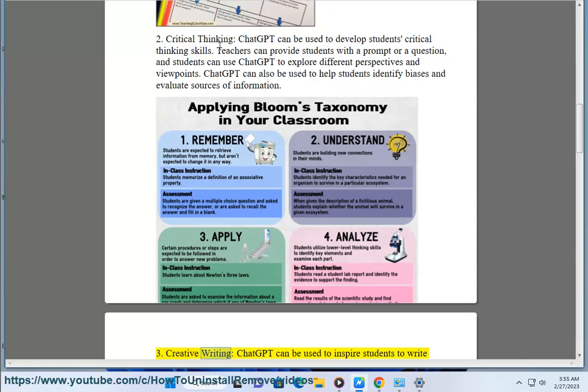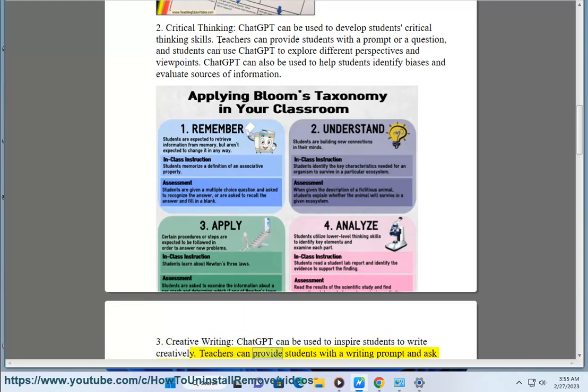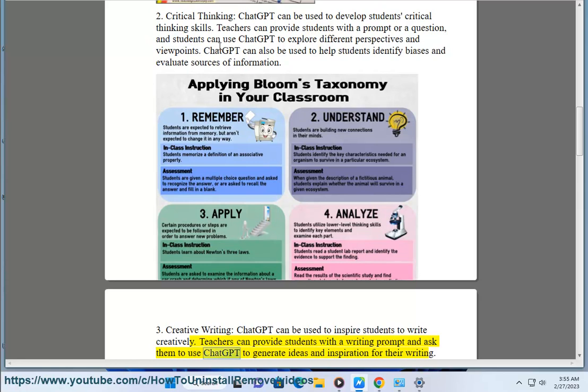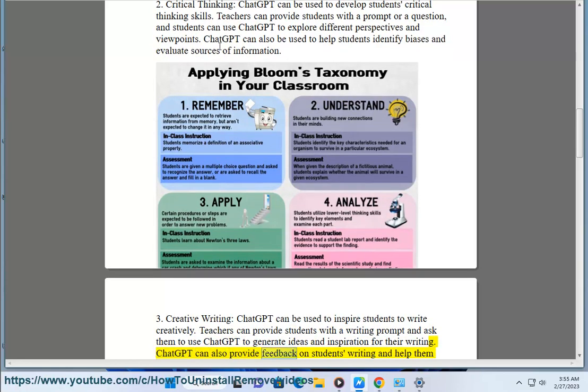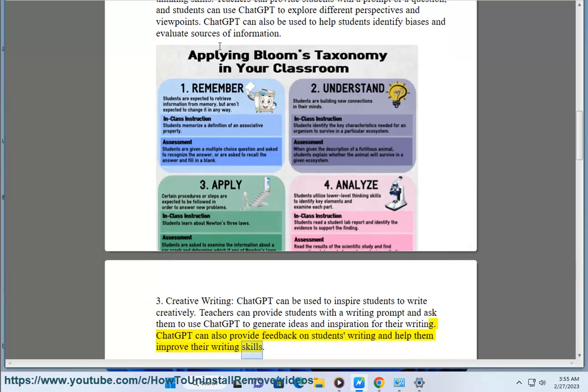3. Creative writing. ChatGPT can be used to inspire students to write creatively. Teachers can provide students with a writing prompt and ask them to use ChatGPT to generate ideas and inspiration for their writing. ChatGPT can also provide feedback on students' writing and help them improve their writing skills.